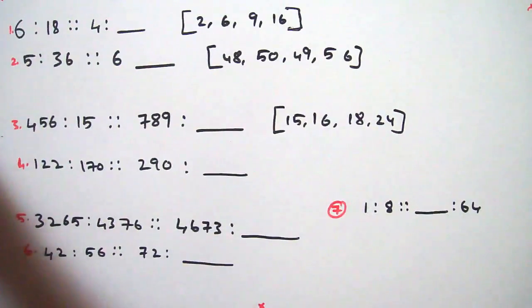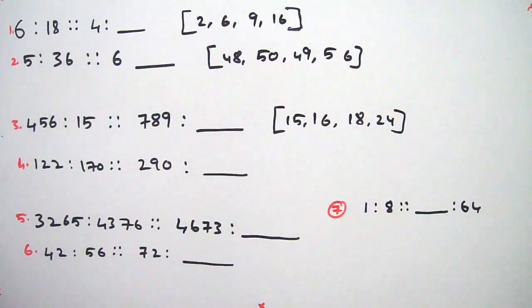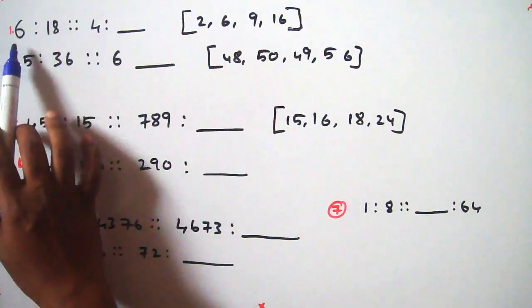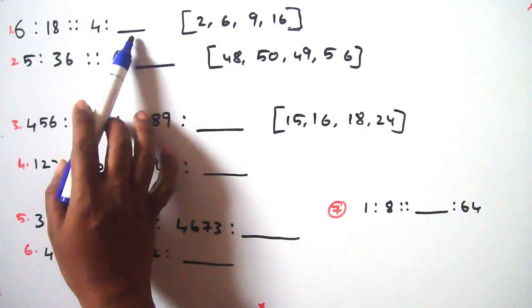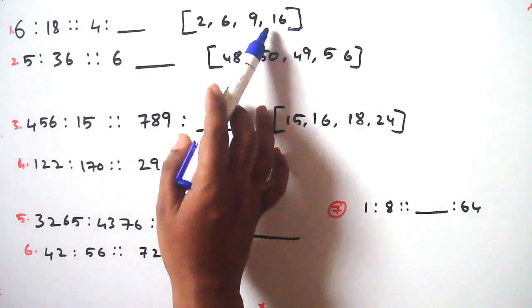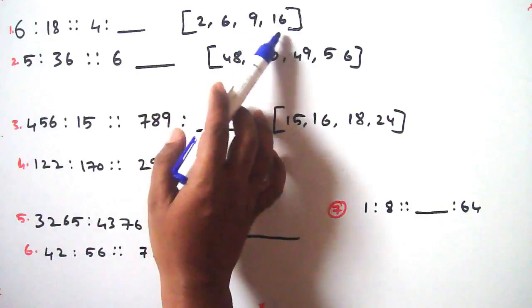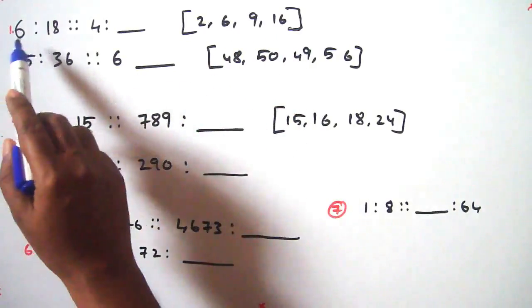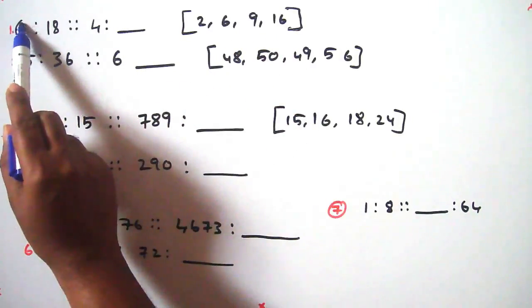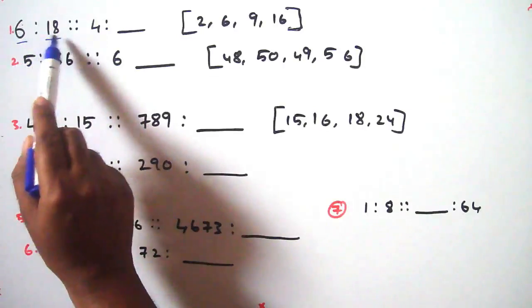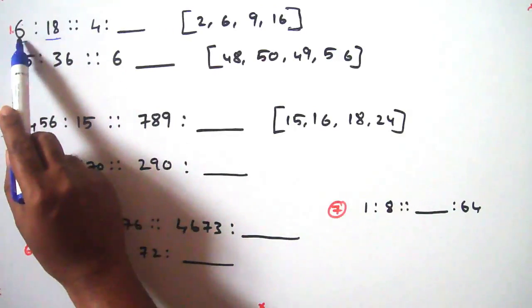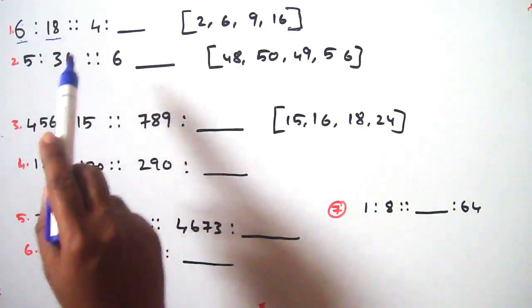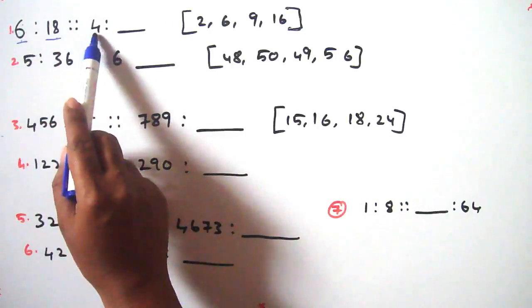In number based analogy, we can see there are some problems we are going to solve. See, 6 is to 18 as 4 is to dash. There are some options given in the bracket: 2, 6, 9, 16. See, friends, what is the relation? First we have to see what is the relation between this blank and this blank. That is 6 is to 18. That is 3 times of 6 is 18 and 3 times of 4 is 12.